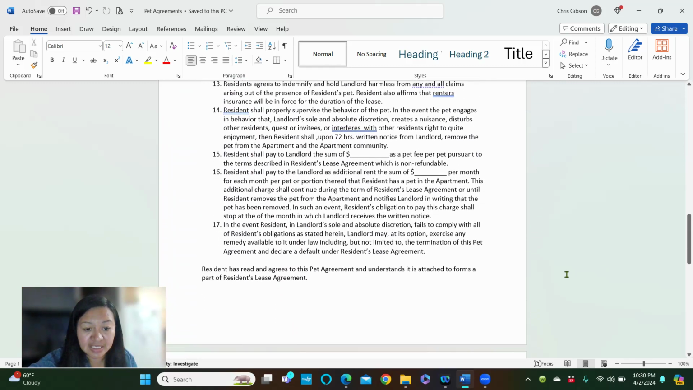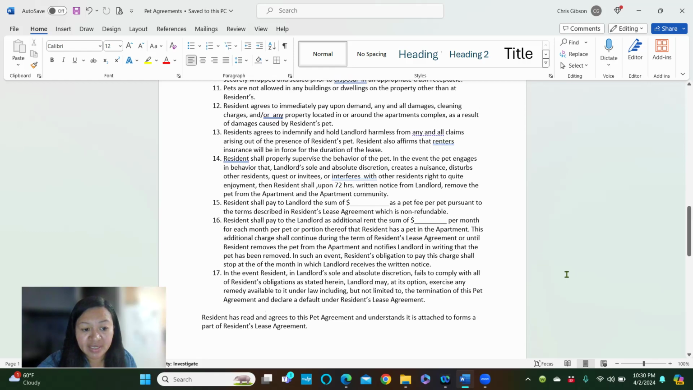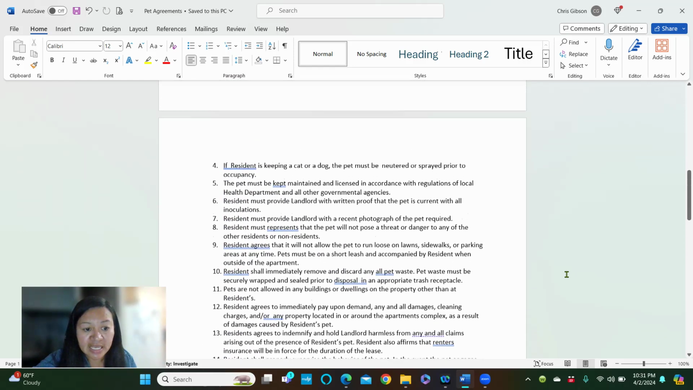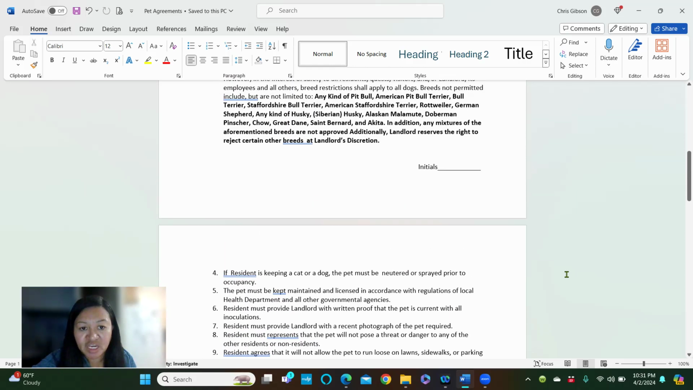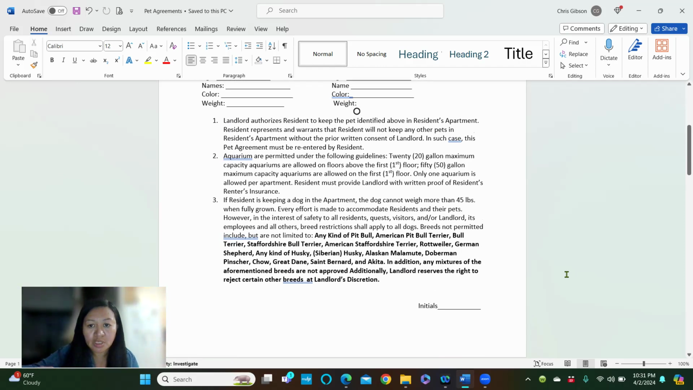So here, there are 17 terms and conditions that the landlord and tenant agree to, which are written here in the pet agreement. For example, I don't know if it is common, but some people have pets like fish, so they must have an aquarium.